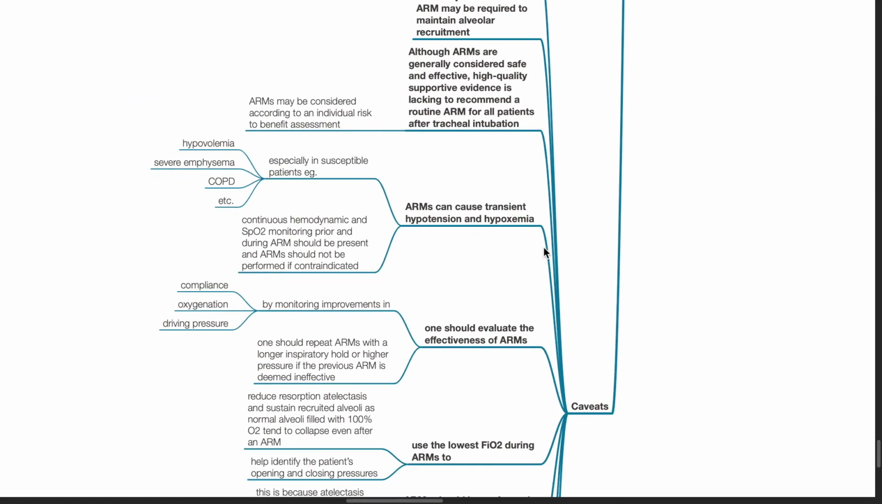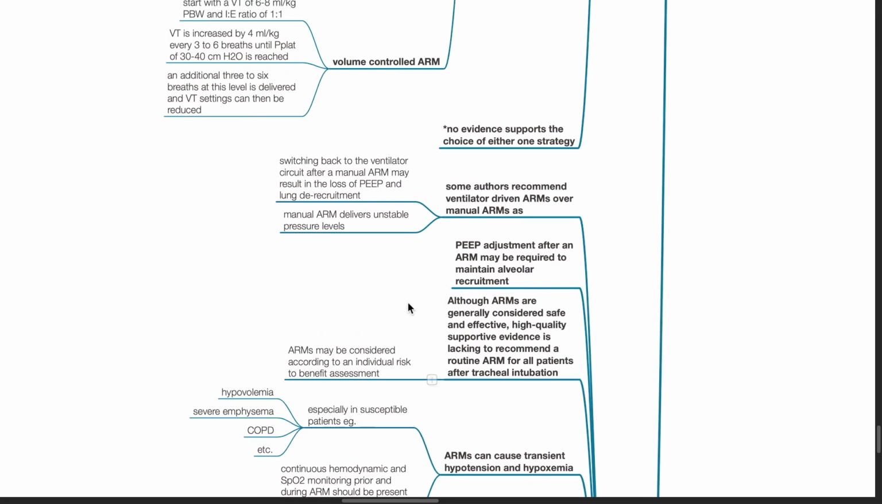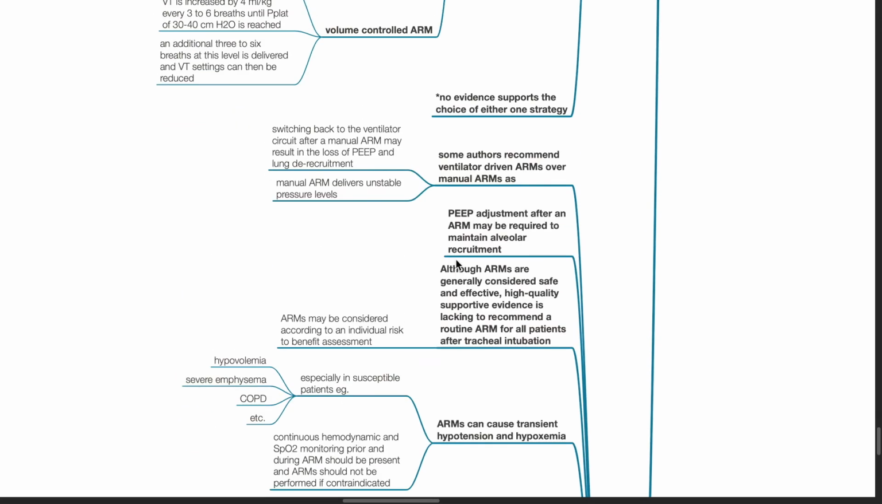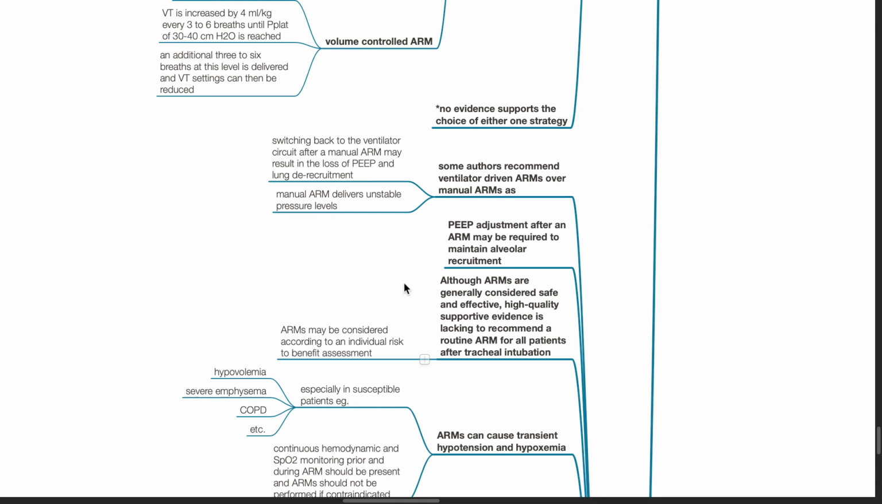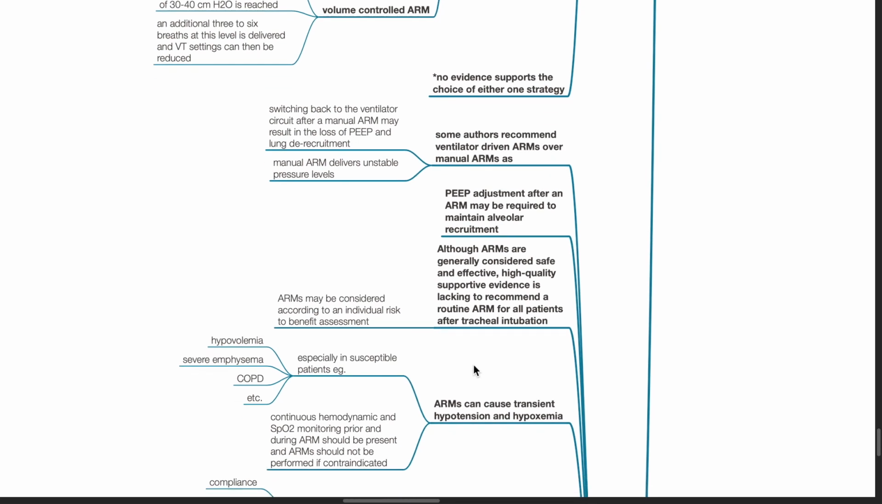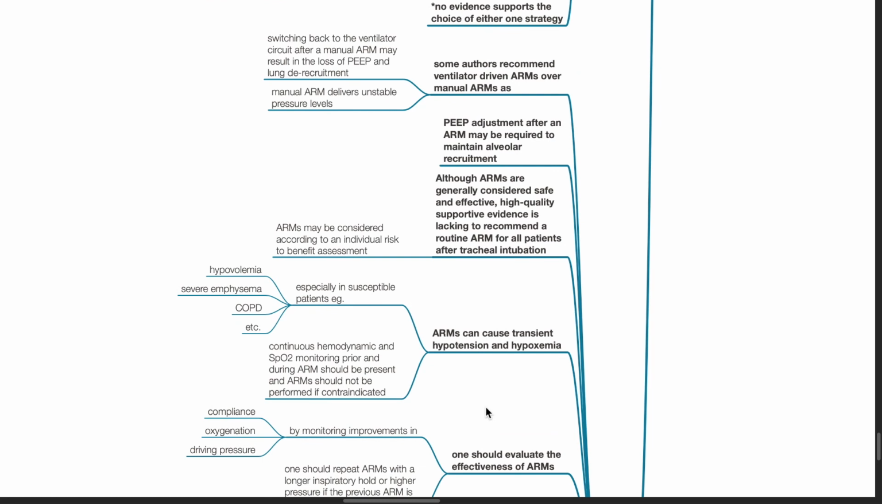Caveats. Some authors recommend ventilator-driven ARMs over manual ARMs, as switching back to the ventilator circuit after a manual ARM may result in the loss of PEEP and lung de-recruitment. Manual ARM delivers unstable pressure levels as well. PEEP adjustment after an ARM may be required to maintain alveolar recruitment. Although ARMs are generally considered safe and effective, high-quality supportive evidence is lacking to recommend a routine ARM for all patients after tracheal intubation. ARM may be considered according to an individual risk to benefit assessment.